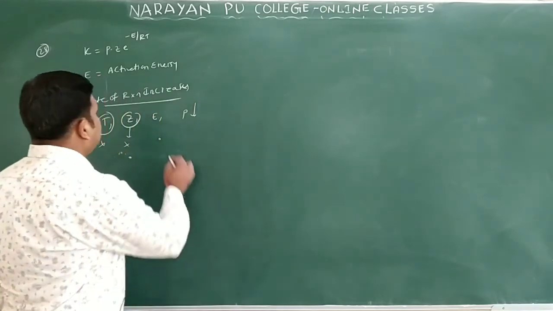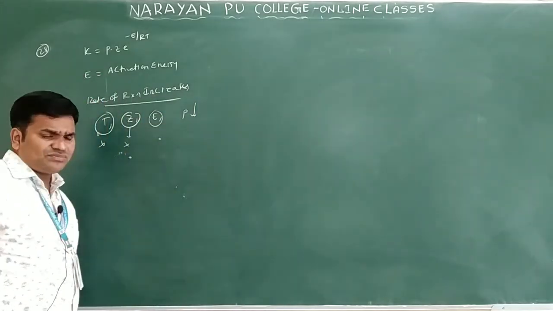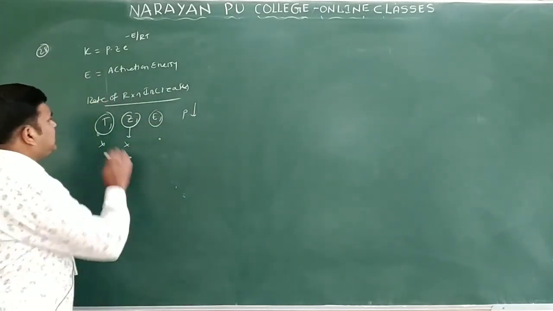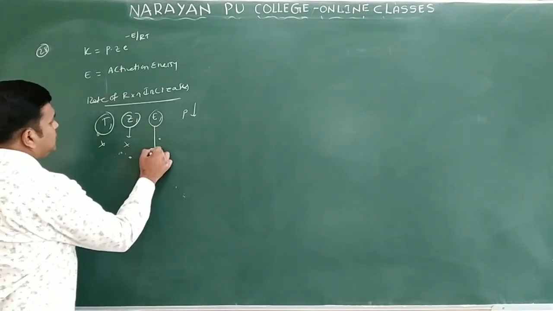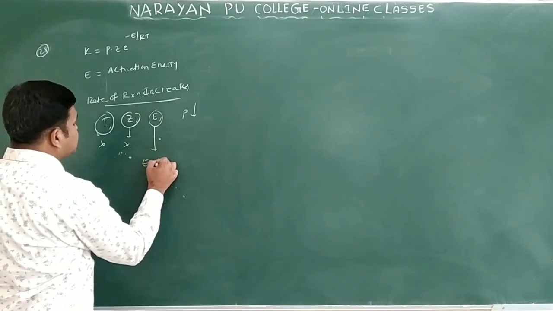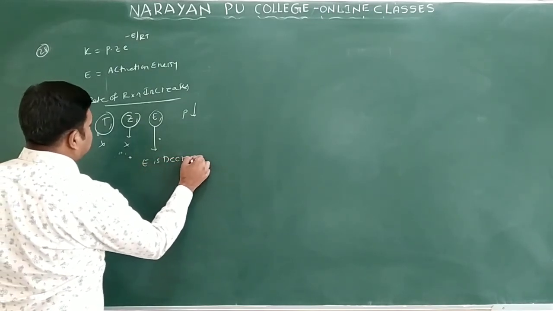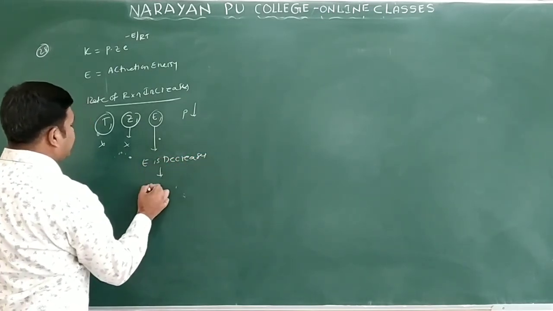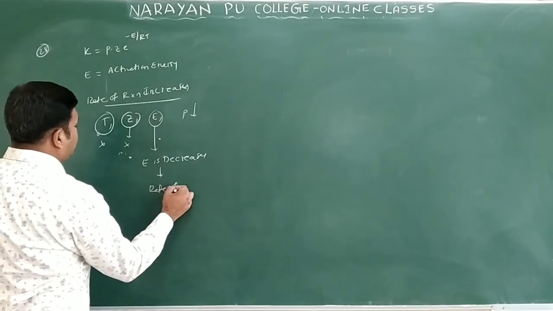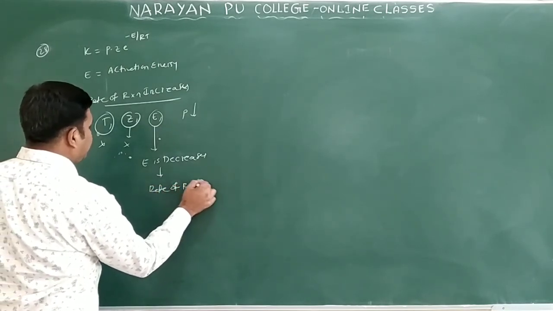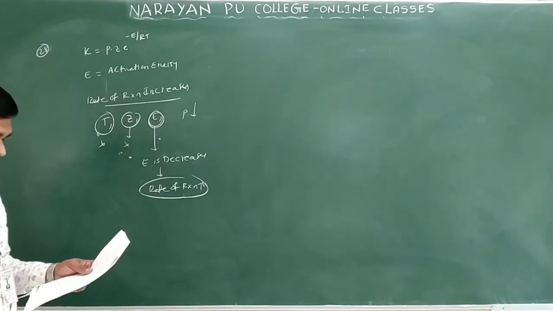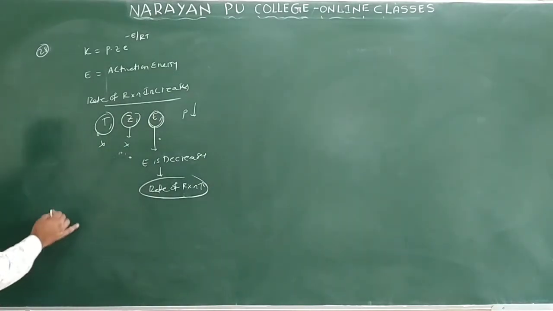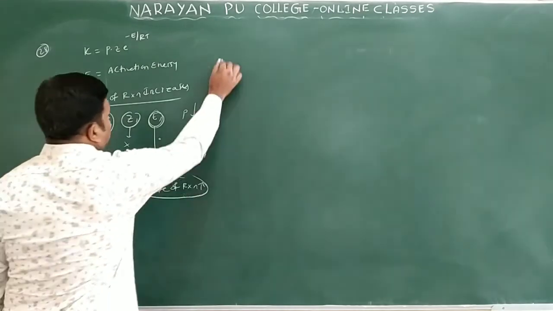Now we will see activation energy E. Generally the rate of reaction increases if the activation energy decreases. So if E decreases, what happens here? The rate of reaction increases. We want to decrease the activation energy E for the reaction. What answer we will take? We will take option 3 for this question.